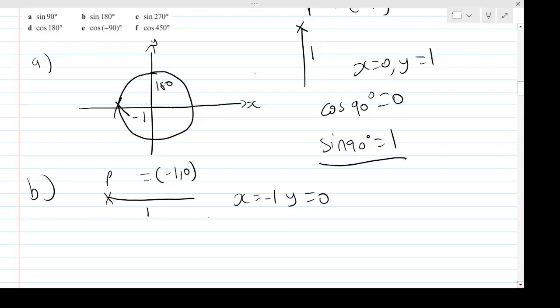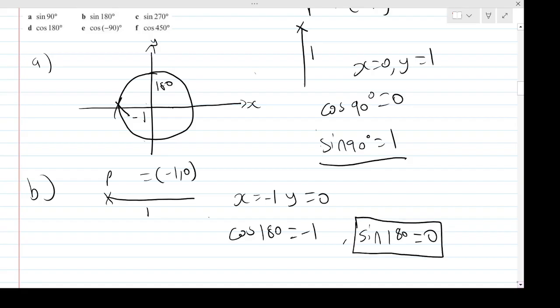Okay, but again we know that x is cos of the angle, so cos of 180 would be minus 1. And then y is sine of the angle, so sine of 180 would get me 0. And there we are, that's the value. Sine of 180 therefore is 0.